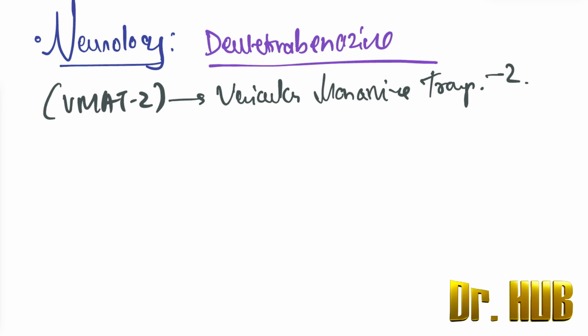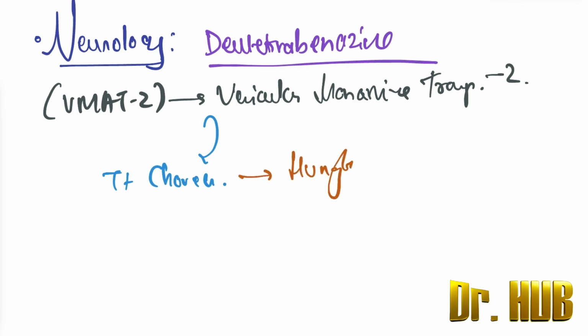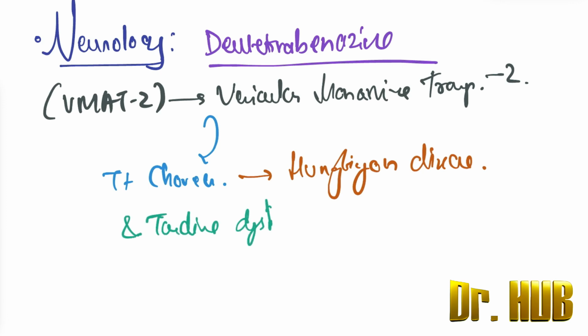So this inhibitor is used for the treatment of chorea. So it is used to treat the chorea and it is associated with the Huntington's disease, and also the tardive dyskinesia, and this is in terms of the adults.